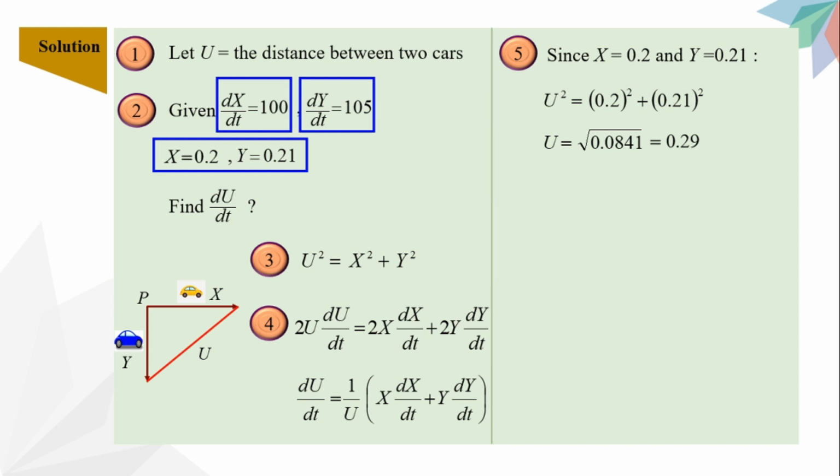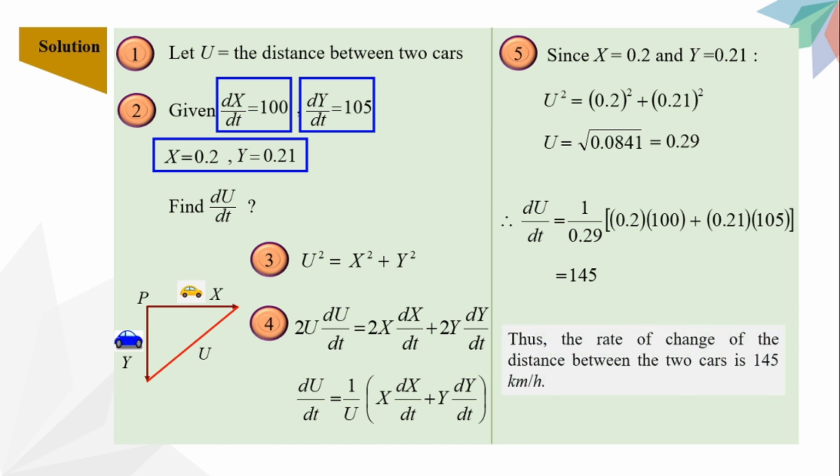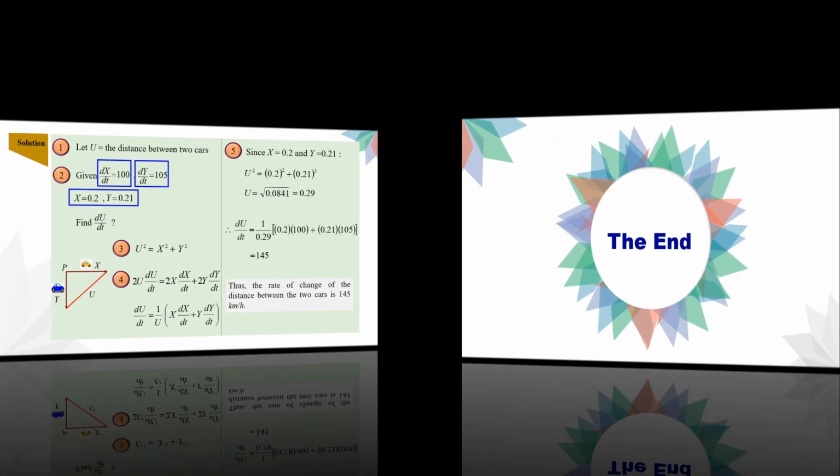Finally, we plug in all the known values into du/dt and solve it. The value of du/dt is 145, and we write the statement as: thus, the rate of change of the distance between the two cars is 145 km per hour.